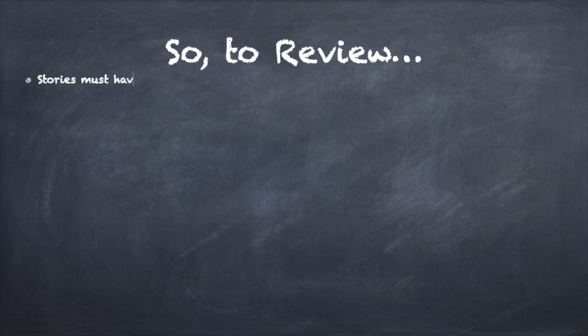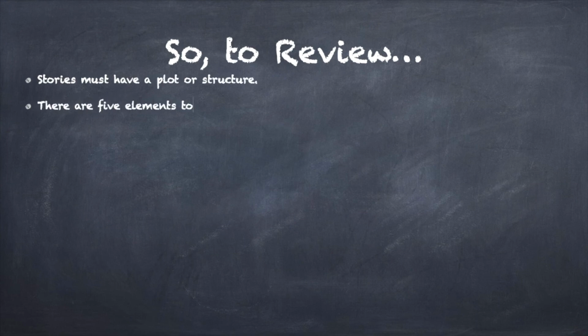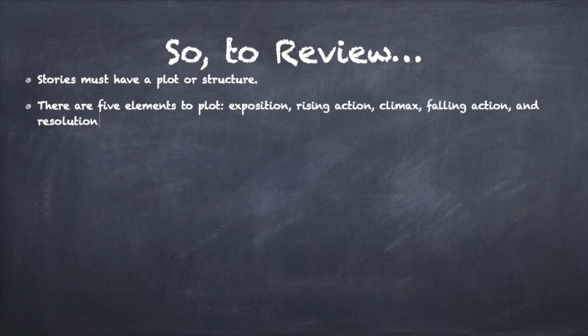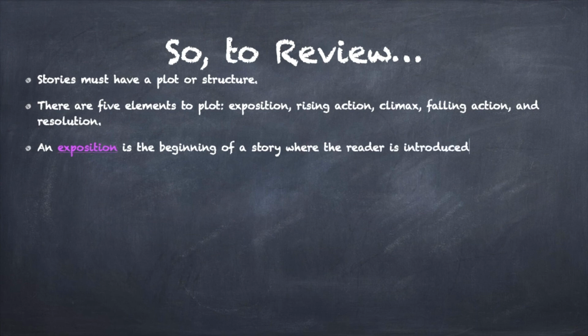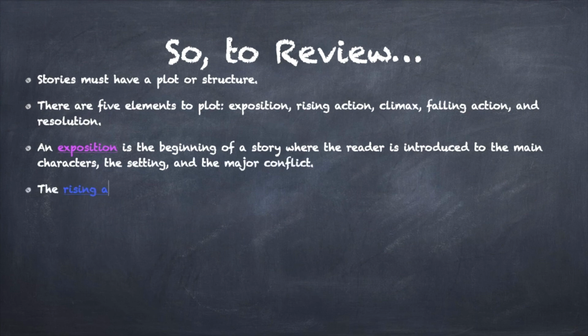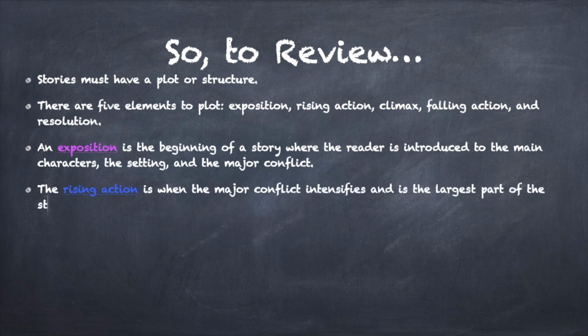Let's review. Stories have to have a plot or a structure. And there are 5 elements to a traditional plot. They are exposition, rising action, climax, falling action, and resolution. An exposition is the beginning of the story. It introduces the main characters, the setting, and the major conflict. The rising action is the largest part of the story, and it's when the major conflict in the story intensifies. Think about being on a roller coaster and riding it up to the tallest peak.